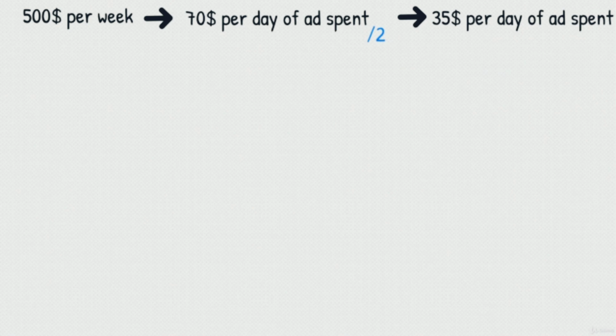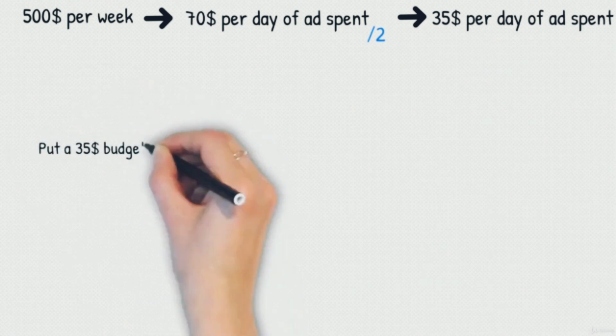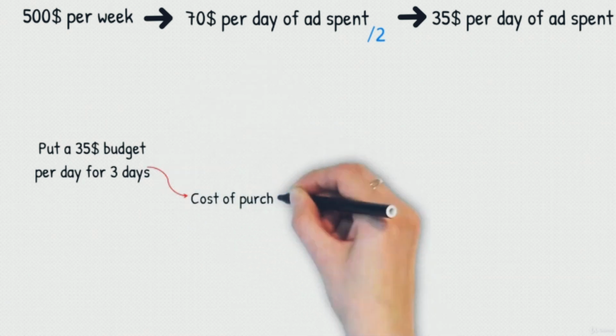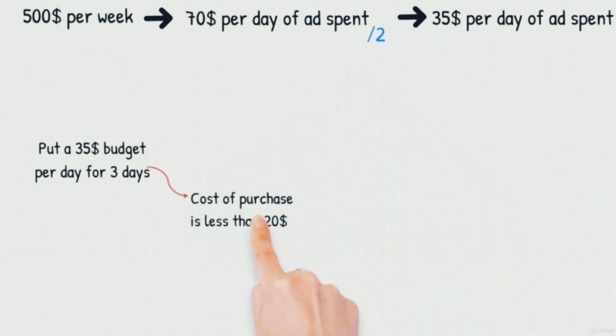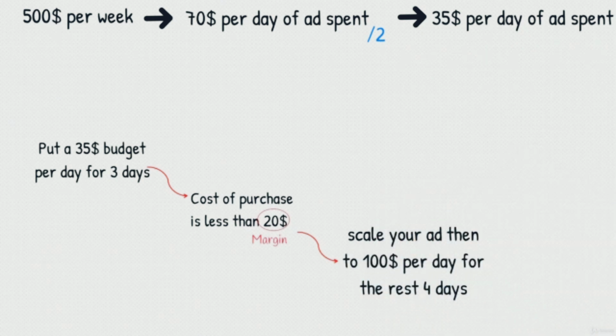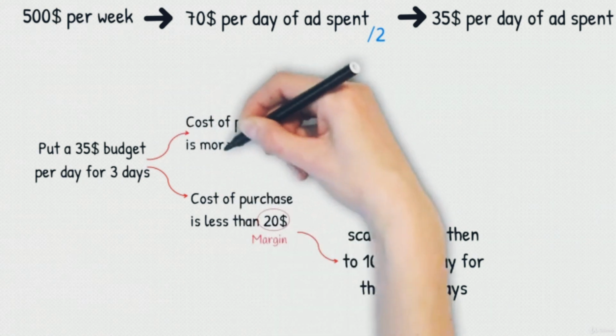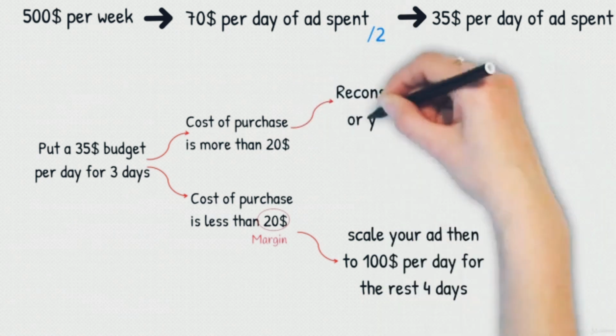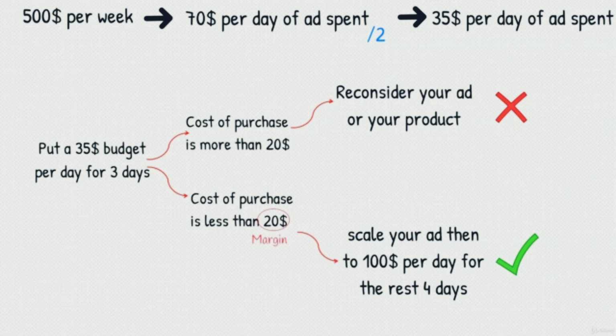I recommend you to put a $35 budget per day for 3 days and see how many sales you get. If your cost per purchase is less than $20, which is your margin, then it's good. You can scale your ad then to $100 per day in order to get the 25 sales per week you need. If your cost per purchase is more than $20, you need to reconsider your ad or your product.